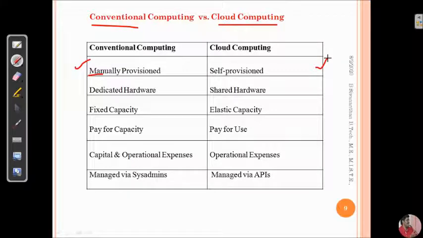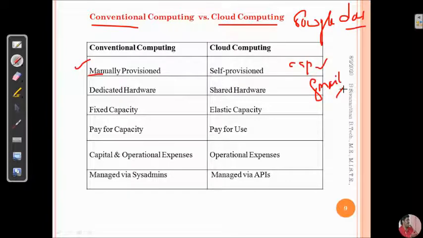If you are in need of some set of services, those services can be availed from the cloud service provider. For example, if I need Google Docs, only that service can be availed from the Google domain. If I wish to go for Gmail, I can get into the Gmail domain and access my email. This is self provisioning. In cloud computing it is self provisioning, but in traditional computing it is manual provisioning. This is the first difference.